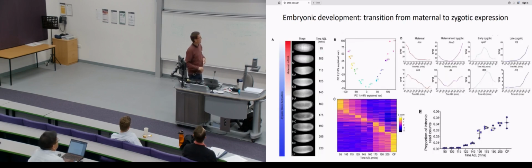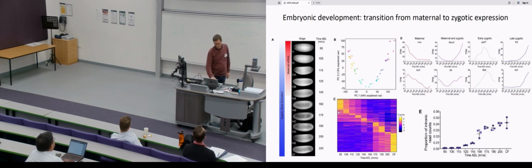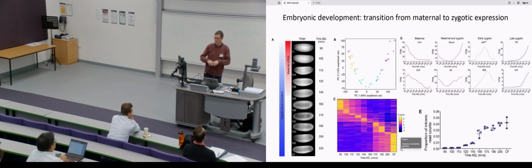So you have this gene expression data here, and you can see that some genes are very highly expressed at the beginning. Those are maternal, and they're kind of switching off over time. And then some are low expressed early on, and then they go high, and those are what we call zygotic, and they're kind of switching on.